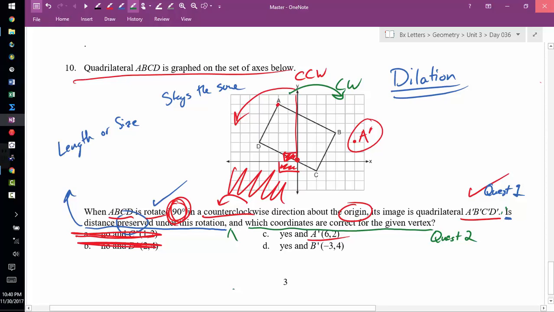So I don't even need to do the problem. I just have to eliminate. A is wrong because of the no. B is wrong because of the no. C, yeah, it's got the yes, but it's wrong because that point A prime is not a counterclockwise rotation. That's clockwise. So by process of elimination, I can just say answer choice D. That's the only one left. That has to be my answer.